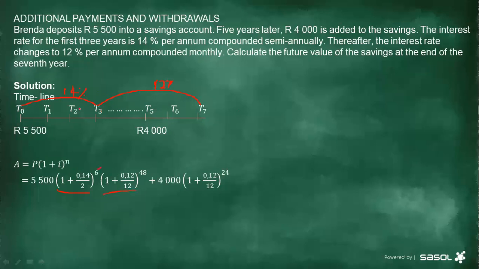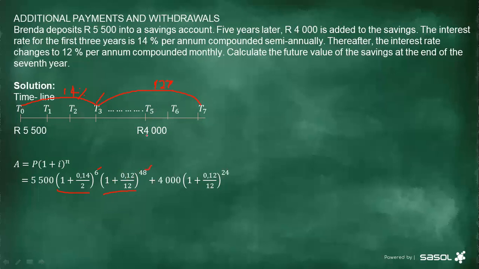And then another interest rate, which is 12%, is 1 plus 0.12 over 12, because it's compounded monthly. How many years from this one? I think it is 4. 4 times 12 is 48.